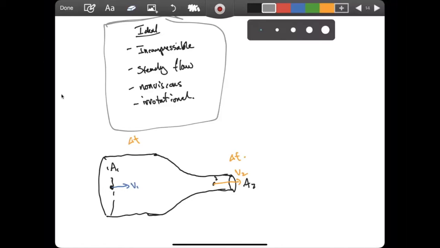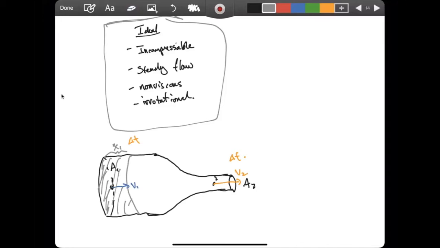In that time frame of delta t, all the fluid that is initially here at the cross-sectional area is going to move forward by some amount. Let's call that x1, which means it's going to sweep out this section here. Now it's going to move forward to this particular location. What do we know? This is going to sweep out a volume, let's say V1.